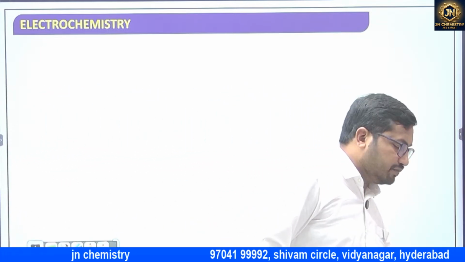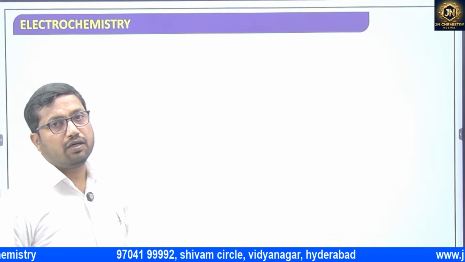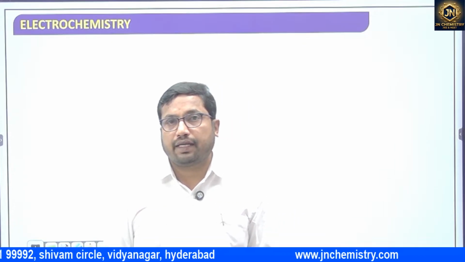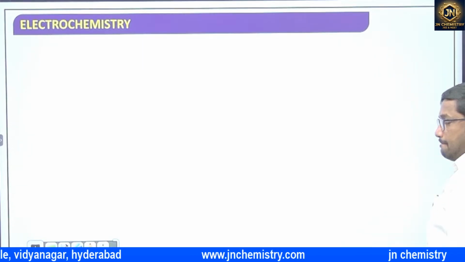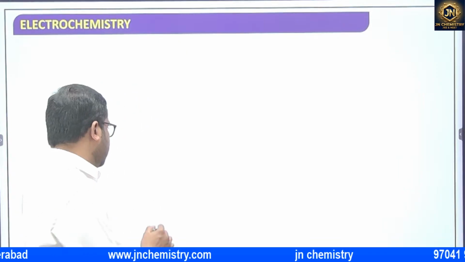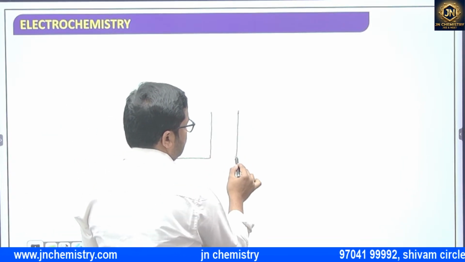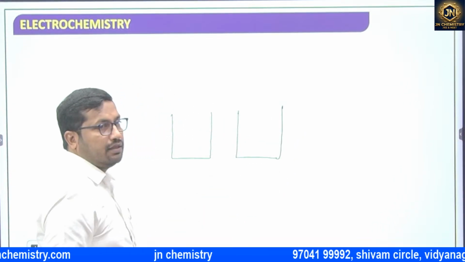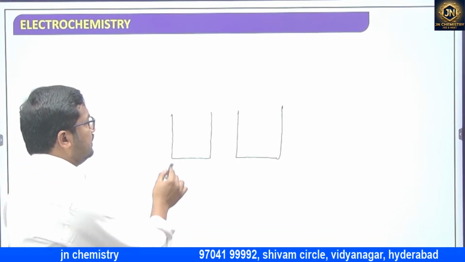Hello. So here also one of the important concepts. Last class we were discussing the electrochemical cell. In the electrochemical cell, we discussed the anodic half cell and the cathodic half cell. At the anode, oxidation takes place. At the cathode, reduction takes place. Yes or no?